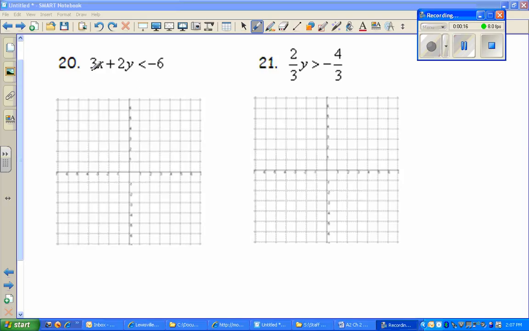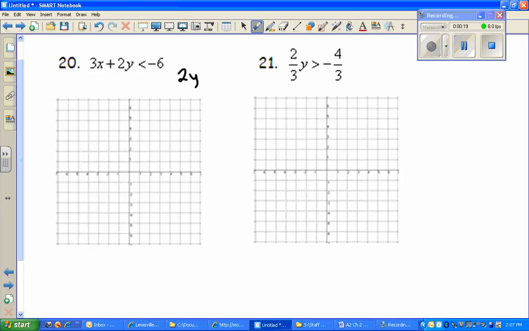So if I cover the x, you'll see that you get 2y, and sort of pretend that this is an equals just for a moment, -6. Divide by 2, y would equal -3, meaning that the y-intercept is at -3. And then you make that dot on the y-axis.